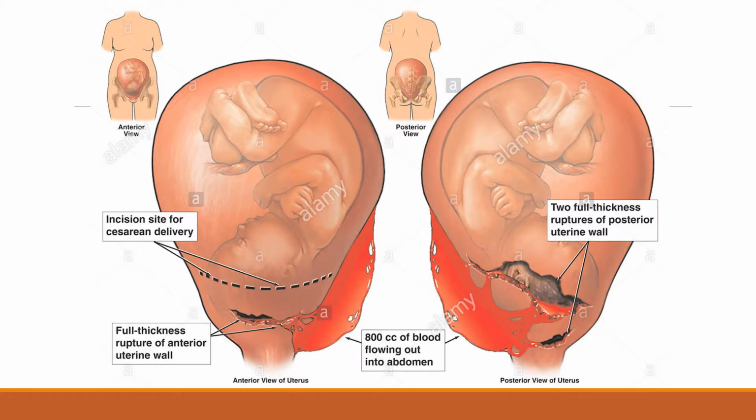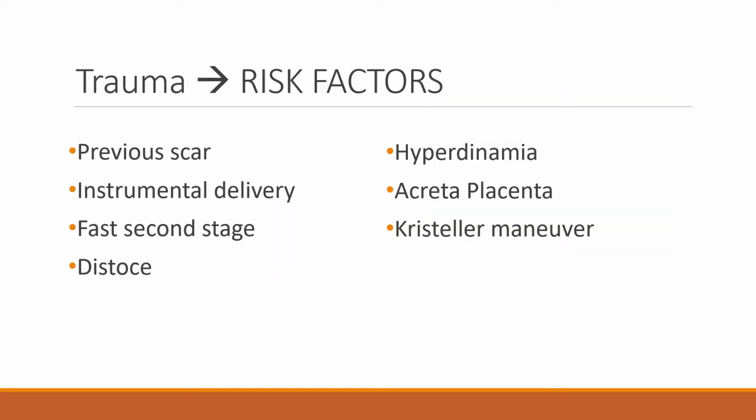As we can see, this image shows us the lower segment. That means that the main risk factor will be to have a previous scar. So the risk factors, as I told you, the first and main is the previous scar. Then if we made an instrumental delivery, and a fast second stage is also a risk factor. Any kind of dystocia, hyperdynamia, a accreta placenta that we will see a little after, and the Kristeller maneuver.